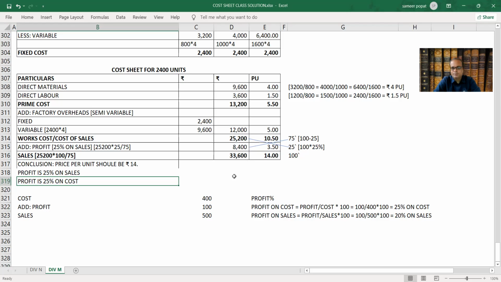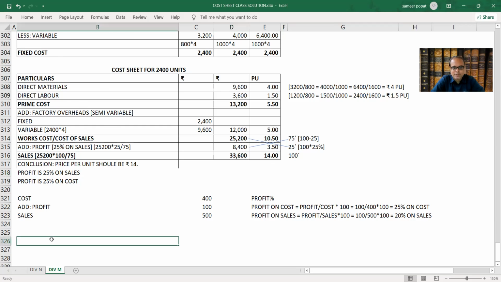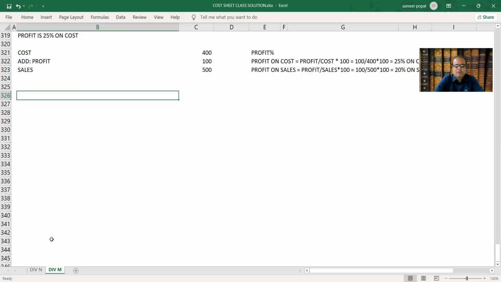Got it? I got it. Yes, sir. Thank you, sir. So this is how you can find the profit and sales. Okay. Now, just 2 minutes. I just gave you different cases. We need to find the missing amount.